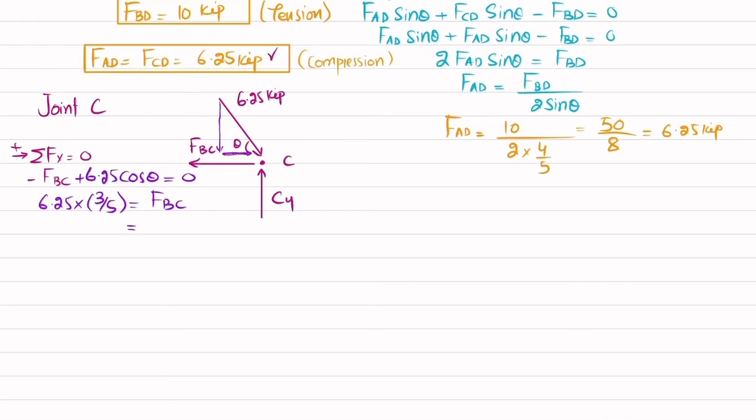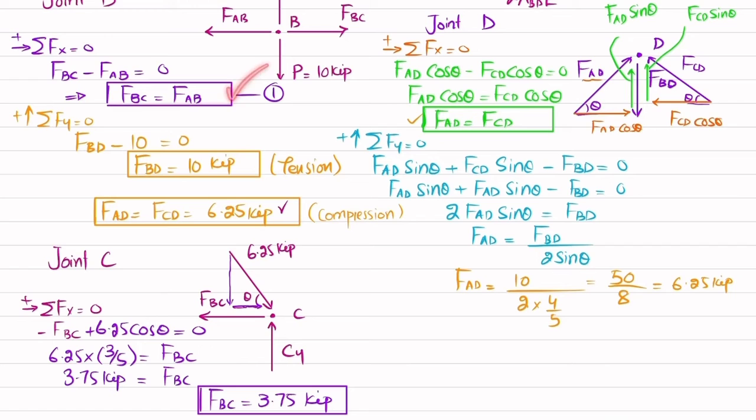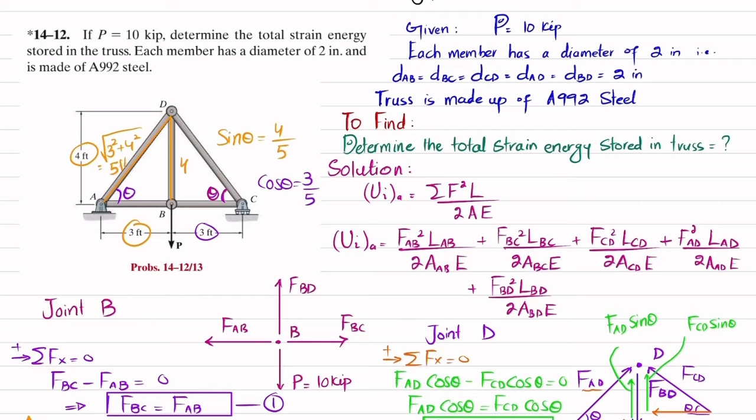And FBC, you can see that FBC is not known. So 6.25 multiplied by 3 by 5 will give you 3.75 kip. And that will be FBC. So I will write it FBC will be equal to 3.75 kip. Okay. Now we know that FBC is equal to FAB. So from here FAB will be also equal to 3.75 kips. And these two loads, both loads will be in tension. This FBC and this is FBC and this is FAB. They will be both in tension.